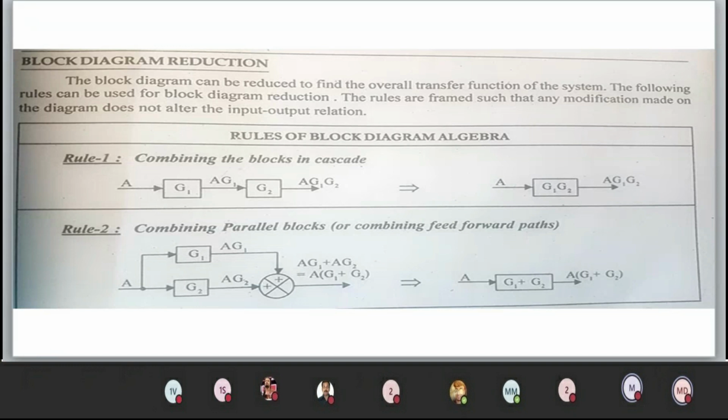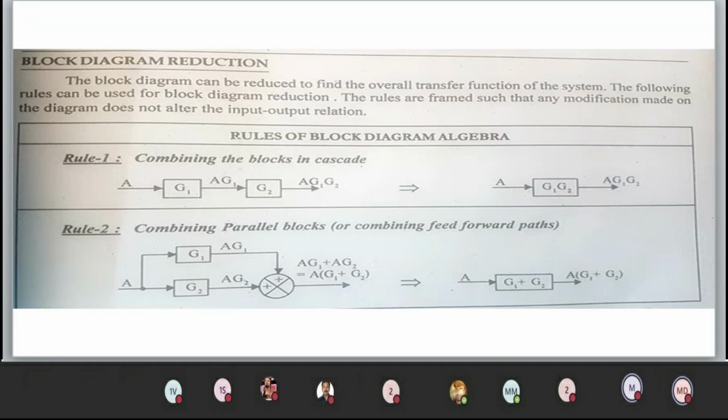So each block represents each component in the control system. That control system may be an electrical system or it may be a mechanical system. When it is an electrical system, it may be either a DC motor or a DC generator, stepper motor, servo motor. If it is a mechanical system, it may be a dashpot, mass, spring, even an electric car, a motor vehicle. All these consist of different components. All these are simple examples of a control system.